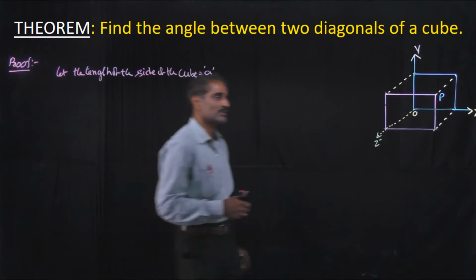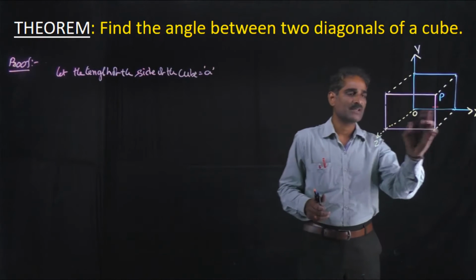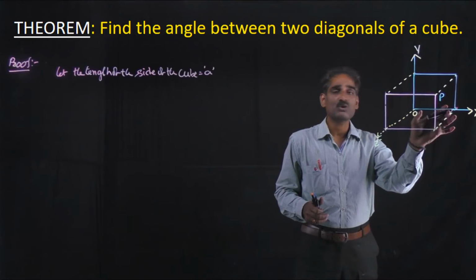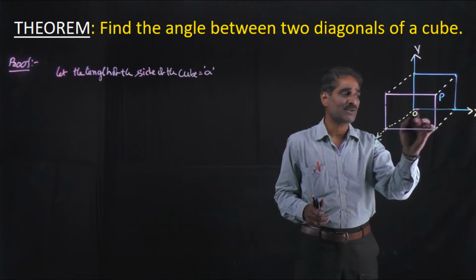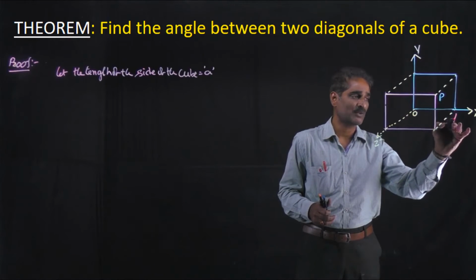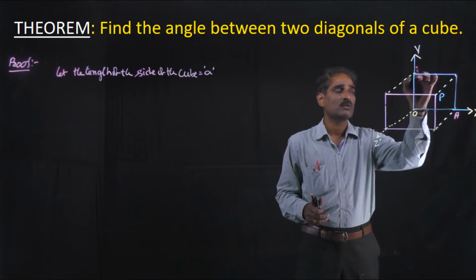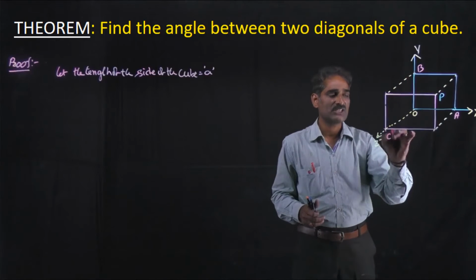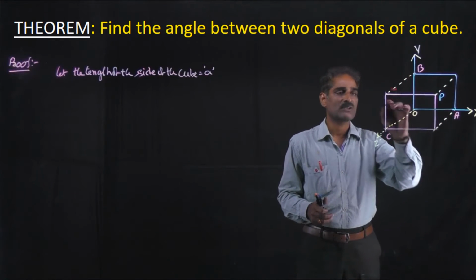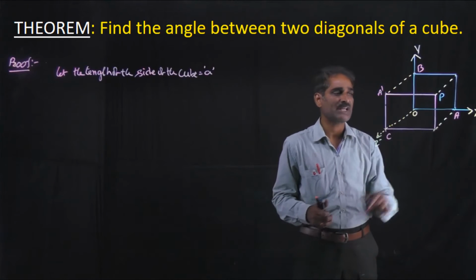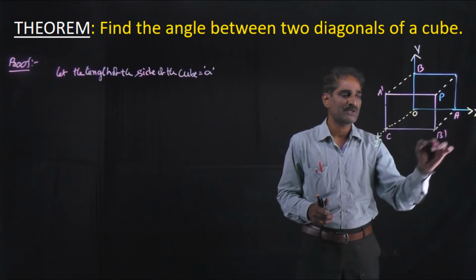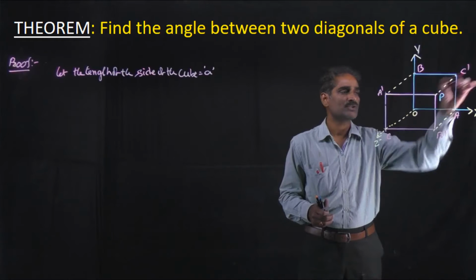So now come to this. See here that the length of the side of the cube is equal to a. That means the distance from O to this point. Let us take the intersection point with the x-axis as A, with the y-axis as B, and the z-axis as C. Opposite to this vertex, let us take this as A dash, this as B dash, and this as C dash.